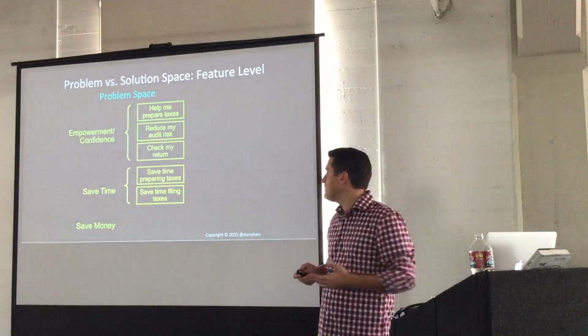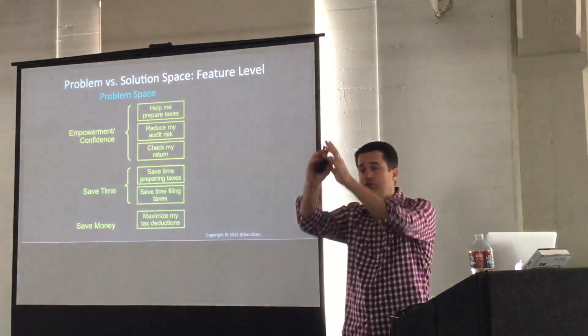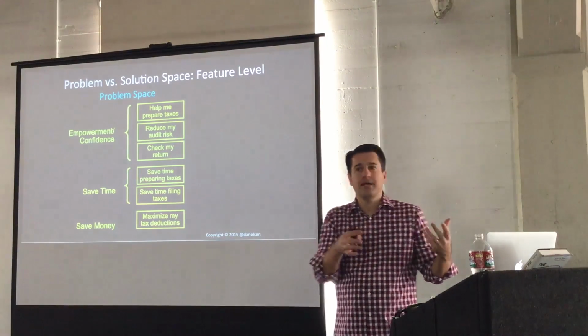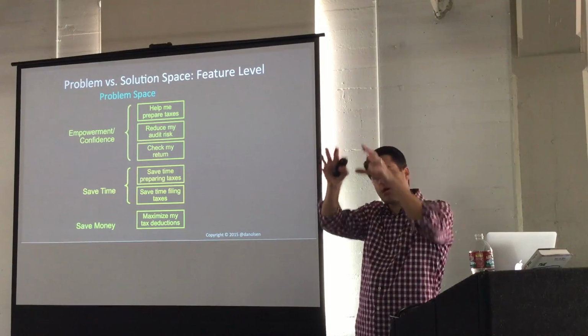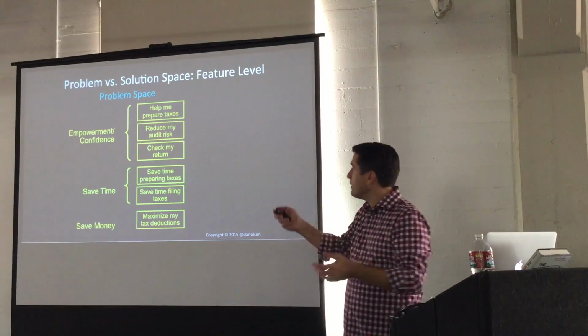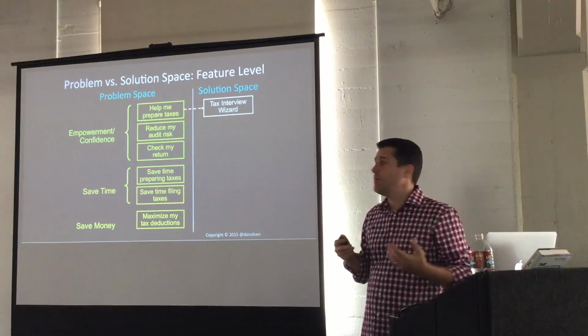And there could be a third category of save money, say, because it's actually saving you money by helping you maximize your tax section. So again, you'll see these benefit ladders as you and your team work in the problem space and talk to customers and try to build this problem space map of what's going on in your product category.